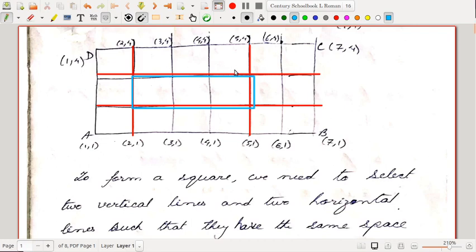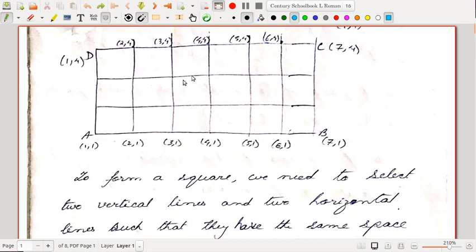Okay, so the case for squares is also similar. For rectangles, how many rectangles can be formed using this diagram? There are how many vertical lines you see? Seven vertical lines, and there are four horizontal lines. Out of seven vertical lines, you can choose two in 7C2 ways, and out of four horizontal lines, you can choose two in 4C2 ways. So the number of rectangles here will be 7C2 multiplied by 4C2. That's quite simple.